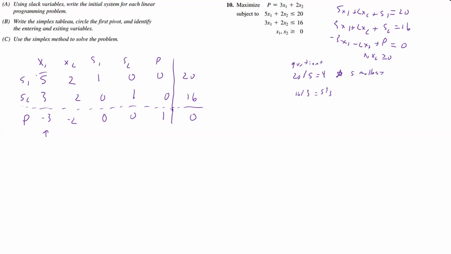Therefore, that is going to be our pivot point. So this is going to enter and this one is going to exit. That's what they're asking here: which ones are entering and which ones are exiting variables. So we're entering the x1s, exiting the s1s, and so now when we write the next tableau and do calculations, this is going to be our row that is going to be x1.